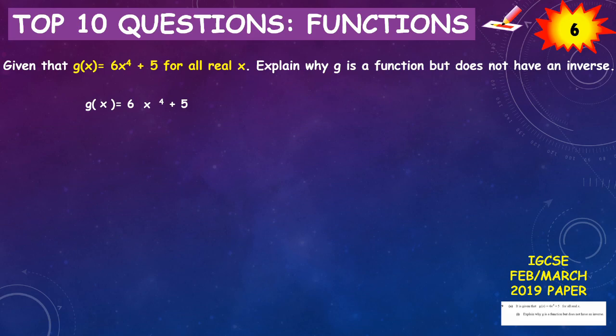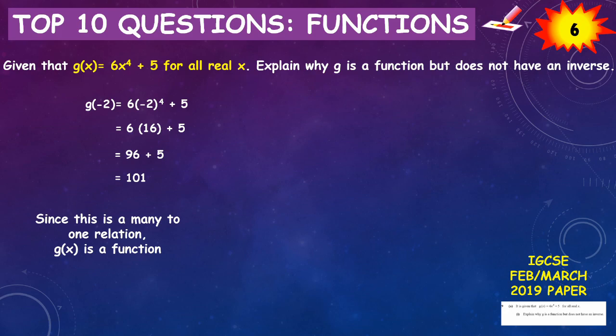Let us substitute a few values to see what we get. We put in 2 and we get the answer 101. We put in -2 and we also get the answer 101. For every input we put in, we get only one unique answer. But there are a few inputs that give us the same answer. So this is a many-to-one relation. Therefore, g is a function.